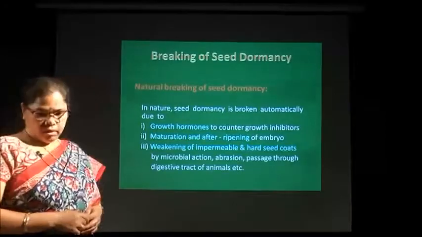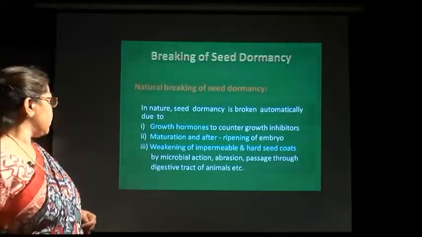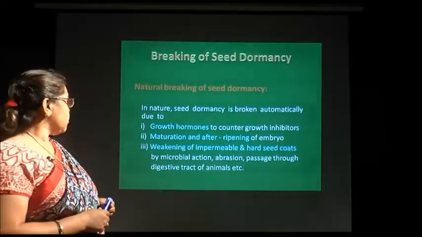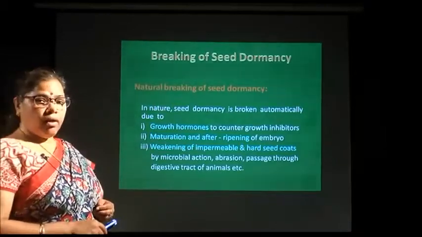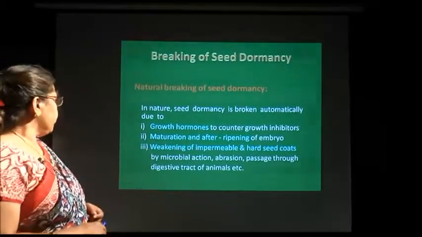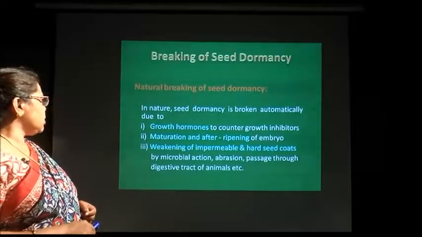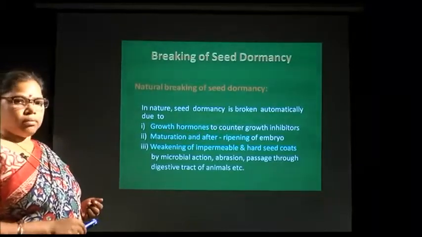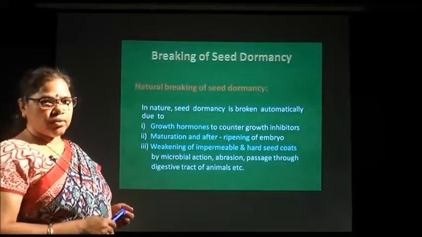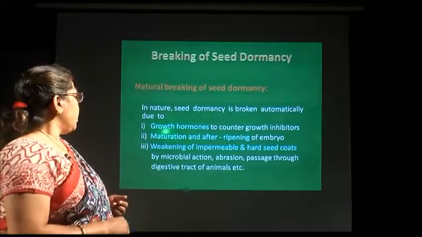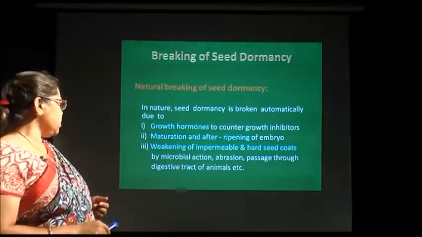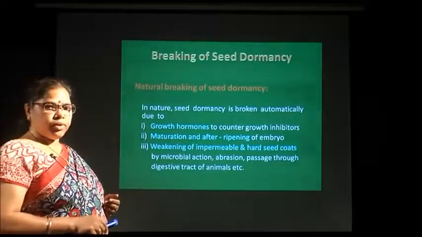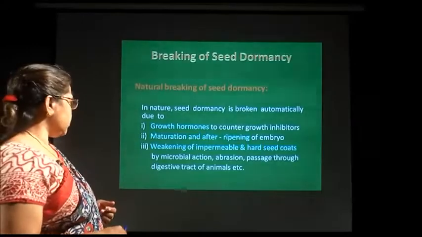So, how to break seed dormancy so that they can germinate? Dormancy can be broken both naturally or artificially. How to break dormancy naturally? In nature, seed dormancy is broken automatically due to growth hormones. For example, growth hormones like gibberellin and cytokinin, mainly gibberellin, help in breaking the dormancy so that the seeds can germinate. And after the maturation and after ripening of the embryo, where it is needed, the seeds also germinate.